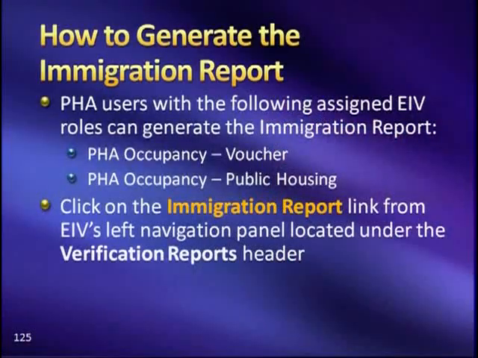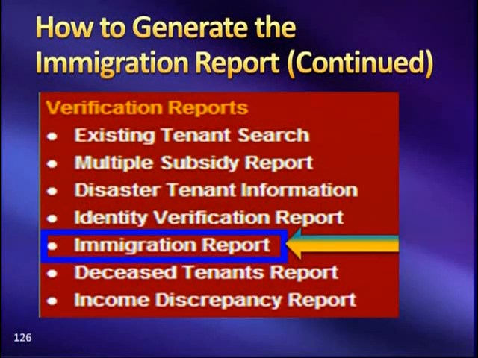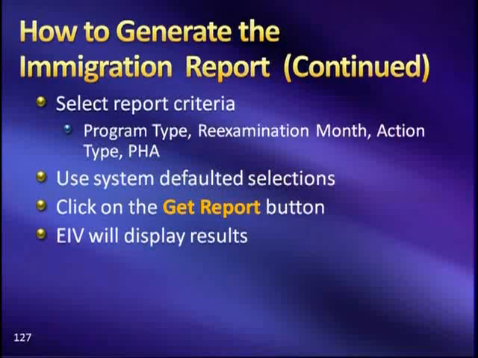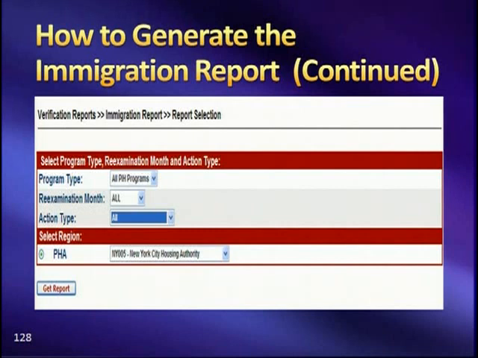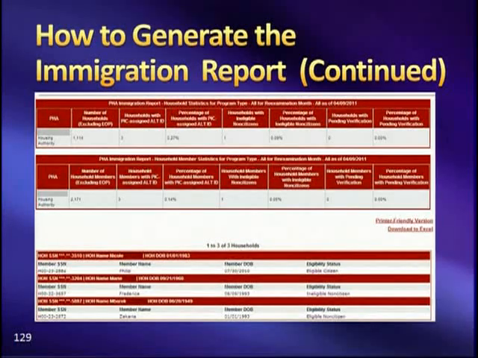Generating the report, again, is very simplistic. Anybody who's a voucher or public housing PHA occupancy user can access the report. And all you do is click on the immigration report link, select your report selection criteria, and notice here you have, again, action type, reexamination month, program type, and just click on Get Report. And here are the results.